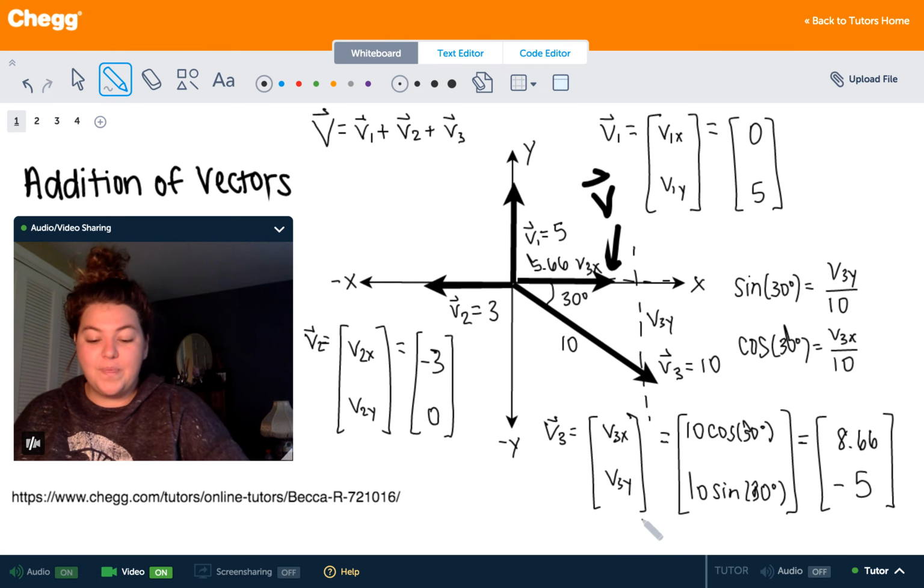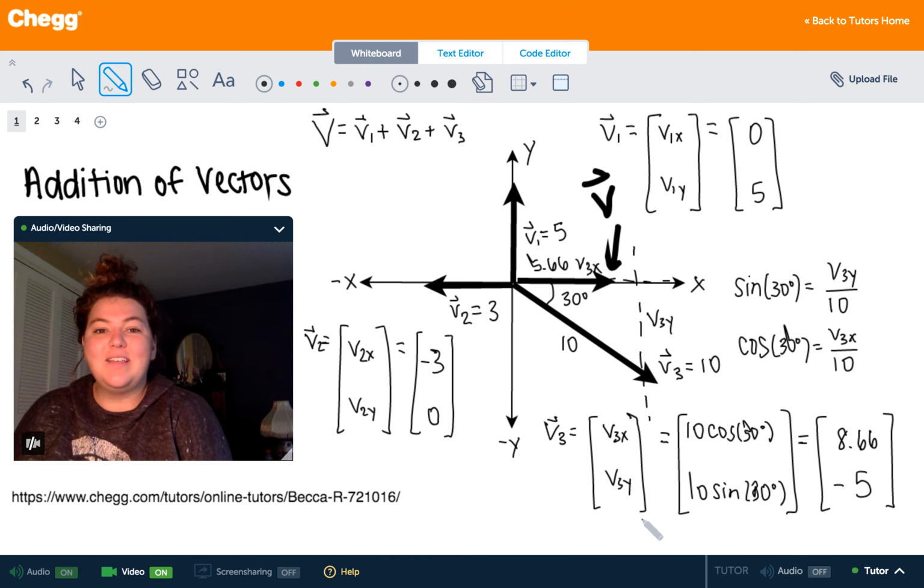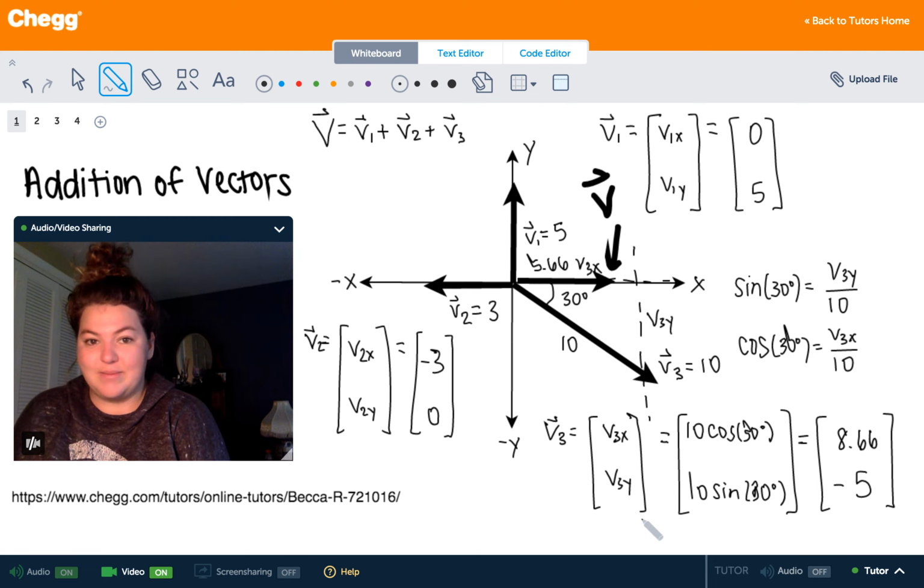All right, so hopefully that helps give you the building blocks on how to add vectors algebraically. This is just one example. There are countless examples of ways to add vectors in 2 dimensions and 3 dimensions and so on.